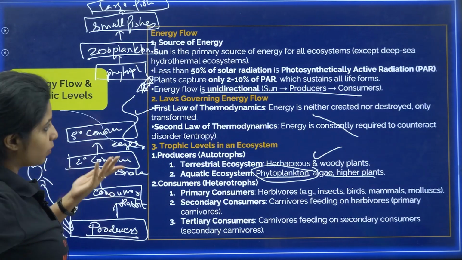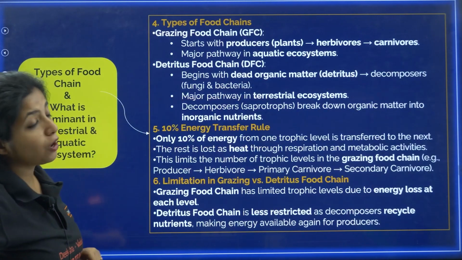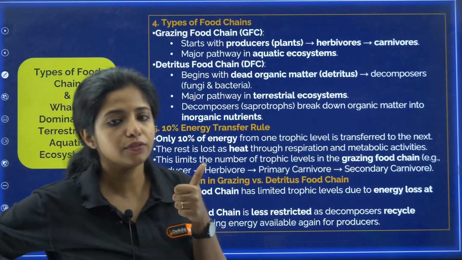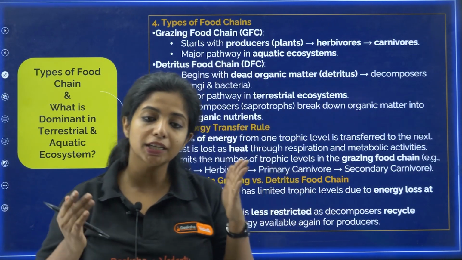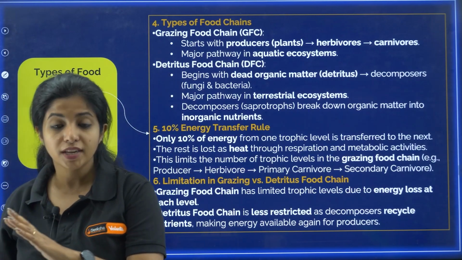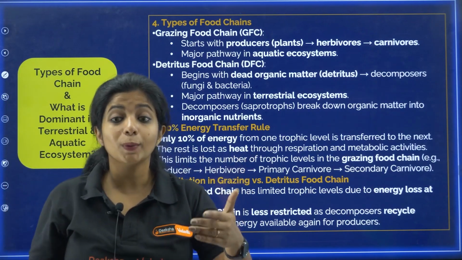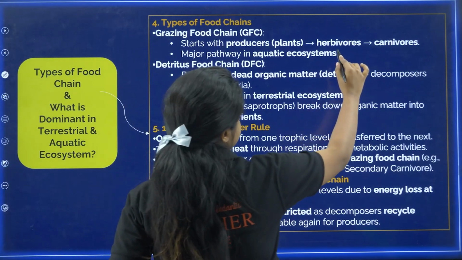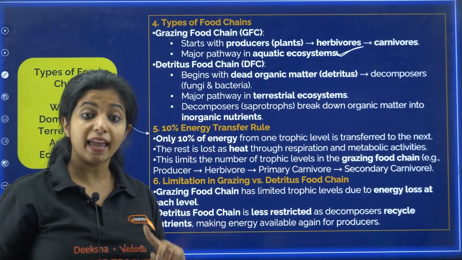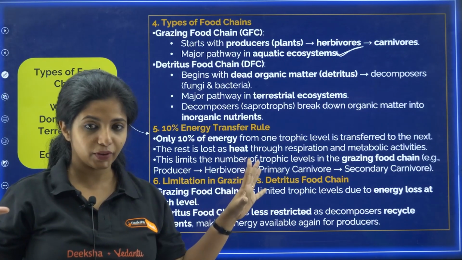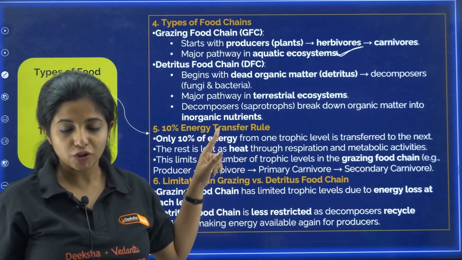Okay. Now, going ahead with the next thing, types of food chain. You have grazing food chain and you have detritus food chain. Grazing food chain starts from producers. So producers are eaten by herbivores, herbivores by carnivores. This is a major pathway in aquatic ecosystem. I know you would not believe it, but yes, this is the major pathway in aquatic ecosystem. Again, a very important question. We never expected.